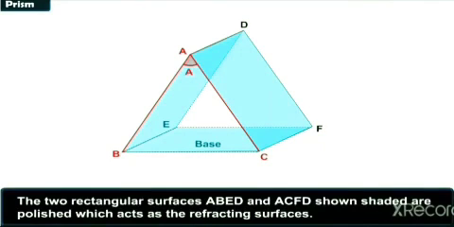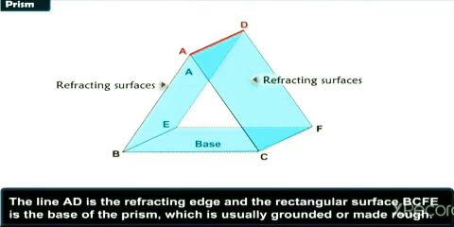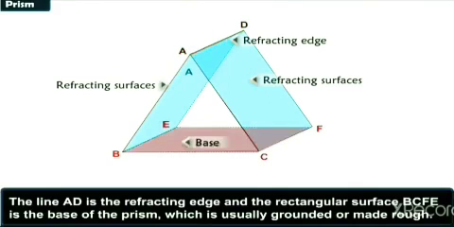The 2 rectangular surfaces ABED and ACFD, shown shaded, are polished, which act as the refracting surfaces. The line AD is the refracting edge, and the rectangular surface BCFE is the base of the prism, which is usually grounded or made rough.